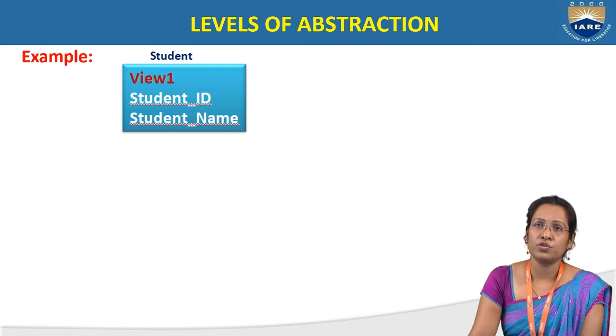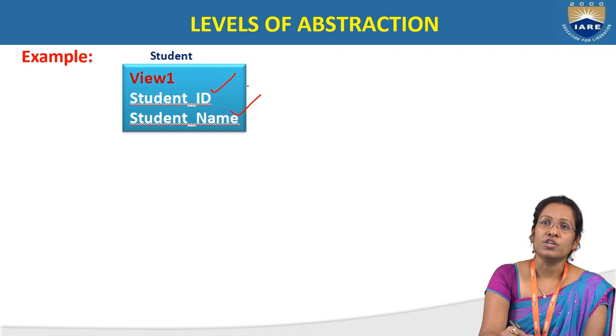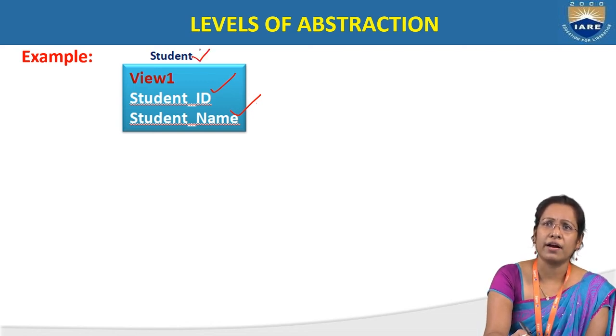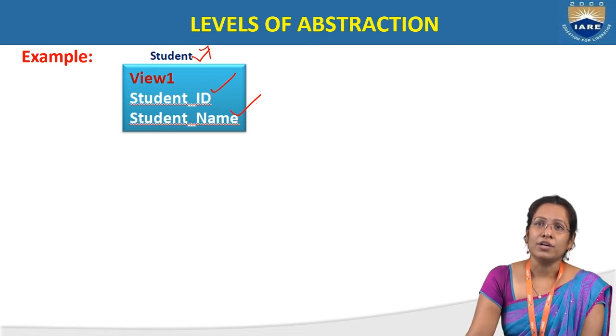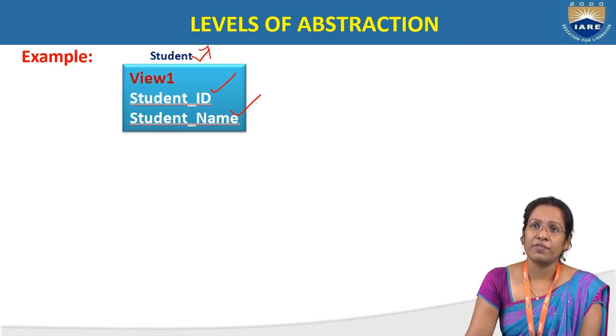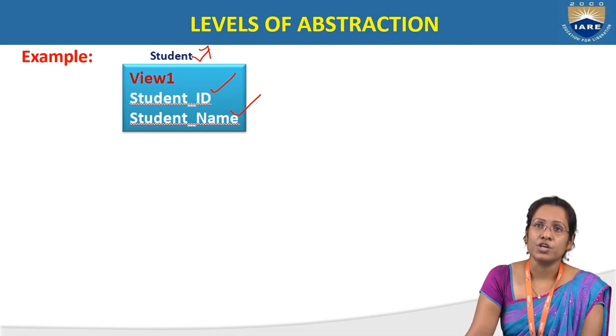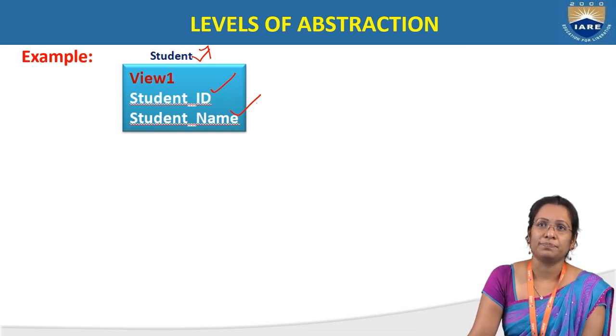Here I am going to take the student point of view. So view one is the student point of view. Student ID and student name will be displayed to the student from the database. How will we get the student ID and the student name? They can be obtained once the student raises a query to the database in the form of SQL statements in order to extract student ID and student name from the student table. Then it will extract only the ID and the name for the student.